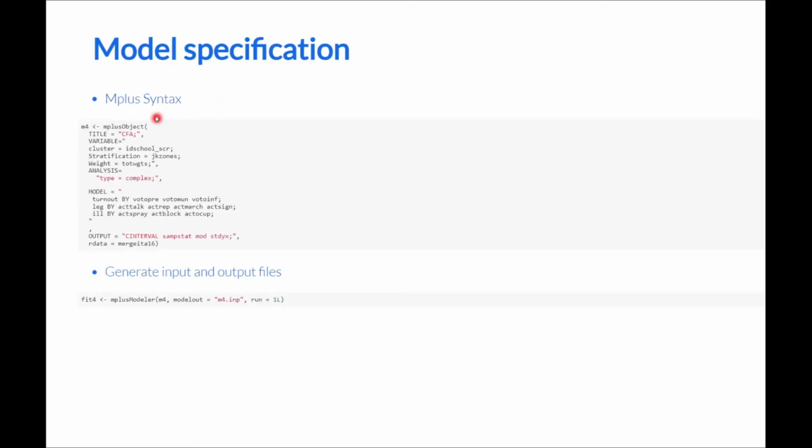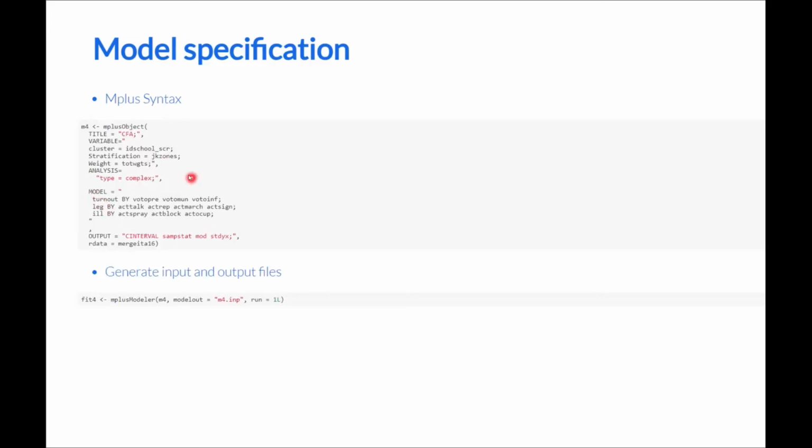This is the way in which we can create the Mplus syntax from R. We use this code in order to create the Mplus syntax. We recreate the Mplus syntax in the Mplus environment, where we can find the title and variable sections. Here we can specify the design: cluster, school ID, stratification, weight, total weight, and type of analysis, complex.